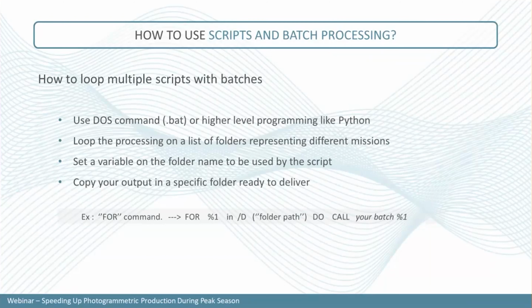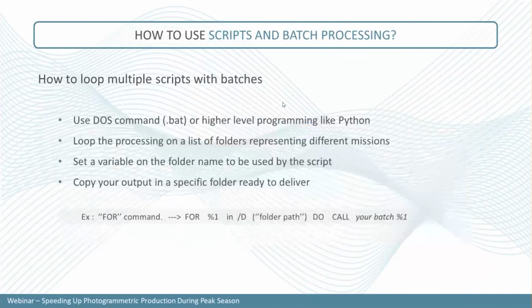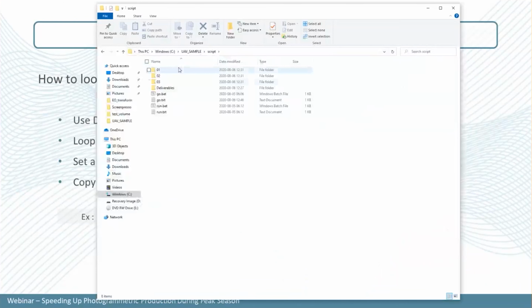So here I'm going to show you the example that I have. Here we have an example of three projects: project 1, project 2, and project 3. Each of those projects contains a folder with the images, the script of this project, the EO text file, and the camera file. Those are the minimum requirements I need for creating my project and then running the script of the project.